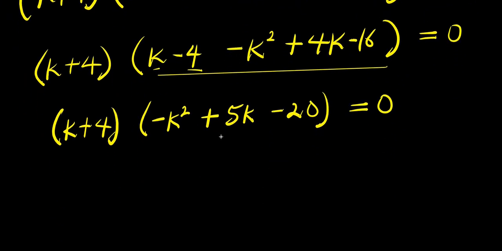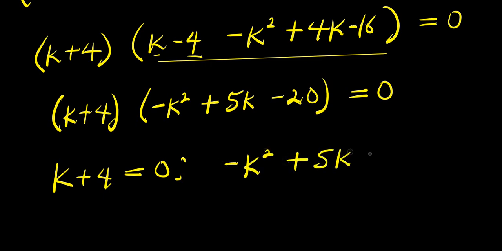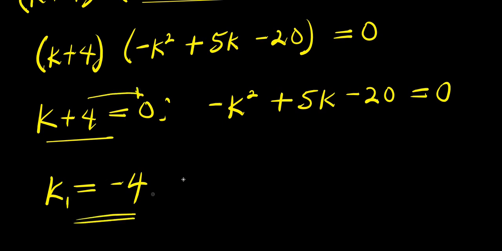So from here, what I'm going to do will be to equate each of these to 0. I have k plus 4 equals 0. I have negative k squared plus 5k minus 20 equals 0. So let's solve these individual equations. We start with this one here. I can have k equals negative 4. Moving this over here. So this is my k1.